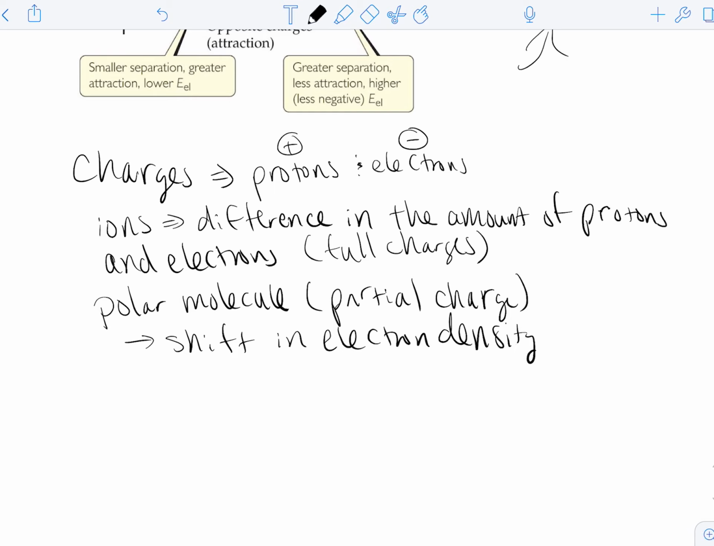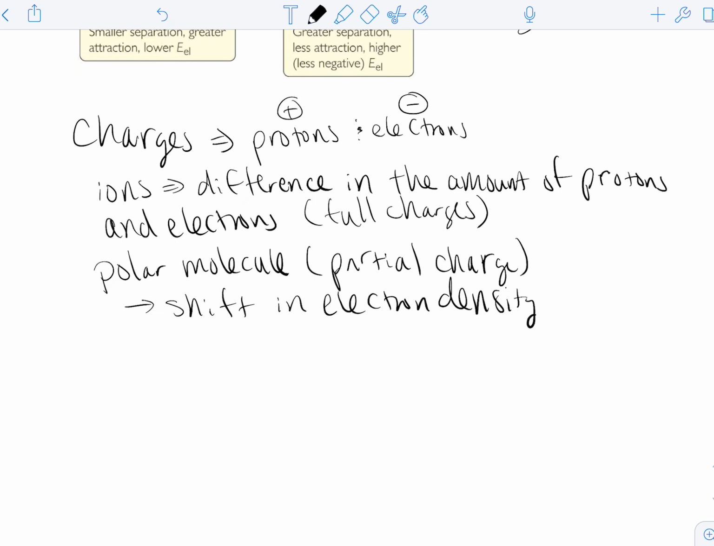And that shift in electron density is, with a polar molecule, we get what's called a dipole within, or a molecular dipole, within polar molecules. So we have an area of positive charge and an area of negative charge, all in one molecule. Okay? We get this when we have polar bonds.